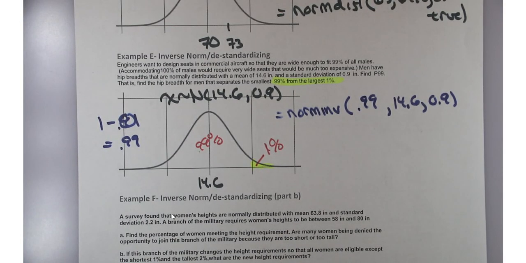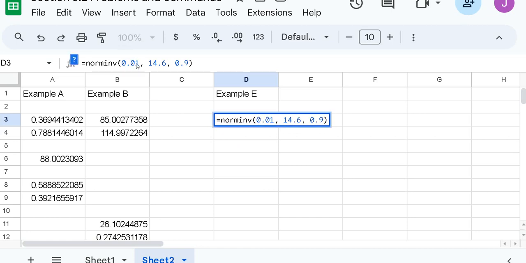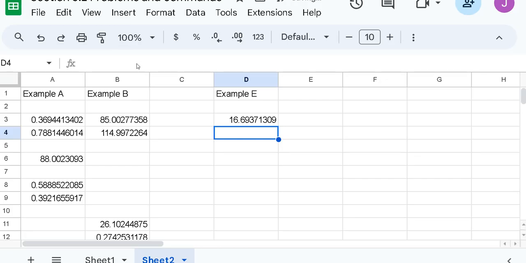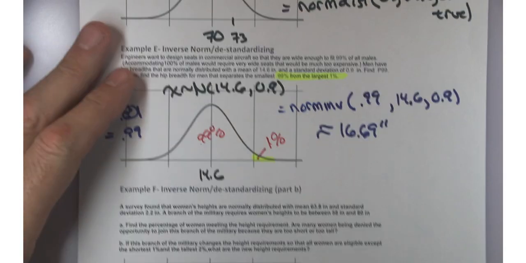So let's go back and fix our command. You don't have to retype everything. Just go back here and replace the 0.01 with 0.99. And now at least we get an answer that makes sense, about 16.69. If it matters to me how many significant digits you give me, I'll tell you. I'll say round your answer to the nearest hundredth, thousandth, or 10,000th, whatever the case may be. There you go, about 16.69 inches.